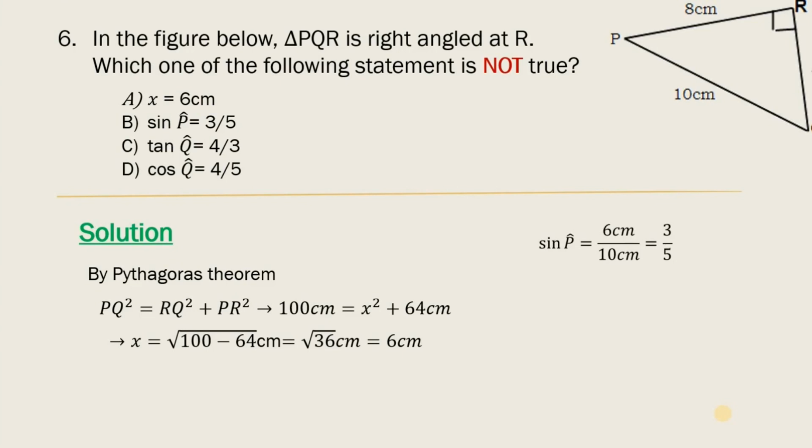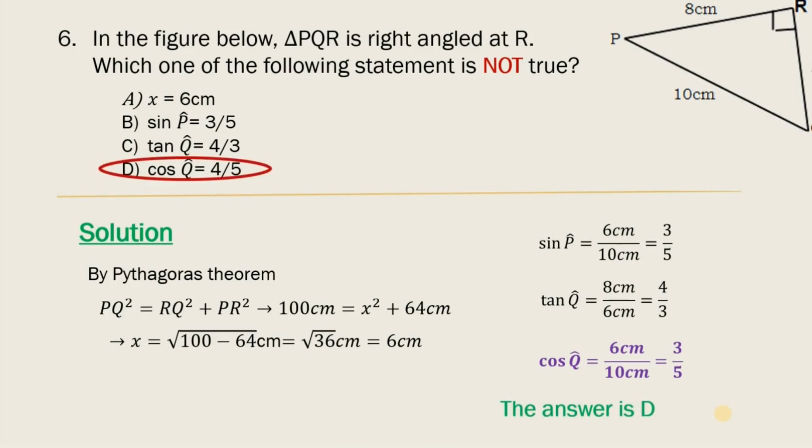Sin P is equal to opposite over hypotenuse, which is 6 over 10, which is 3 over 5. So B is true. Tan Q is equal to opposite over adjacent, which is 8 over 6, which is 4/3. So C is true. Cos Q is equal to adjacent over hypotenuse, which is 6 over 10, or 3/5. So D is not true. So the answer is D.